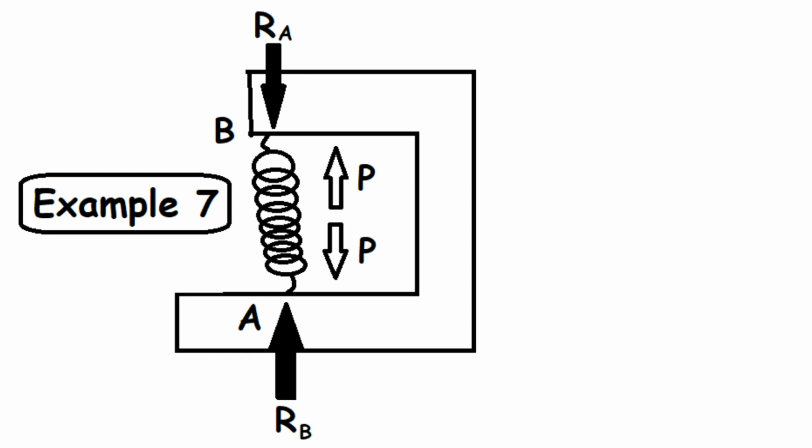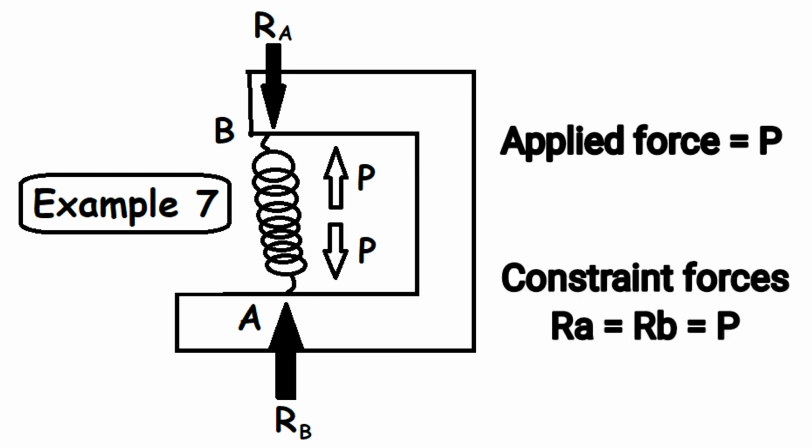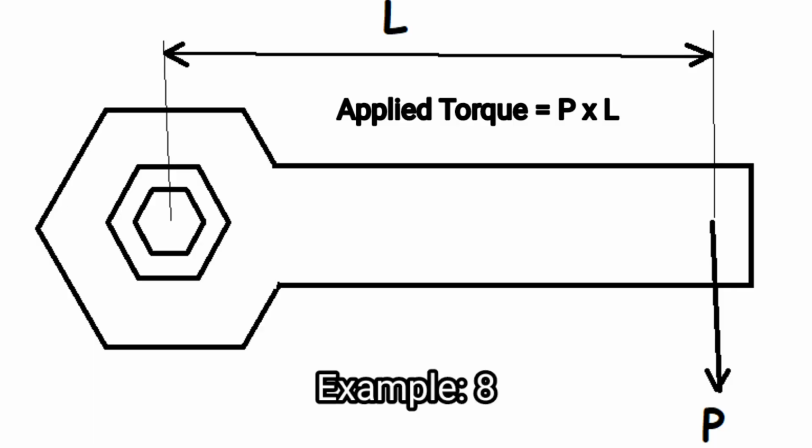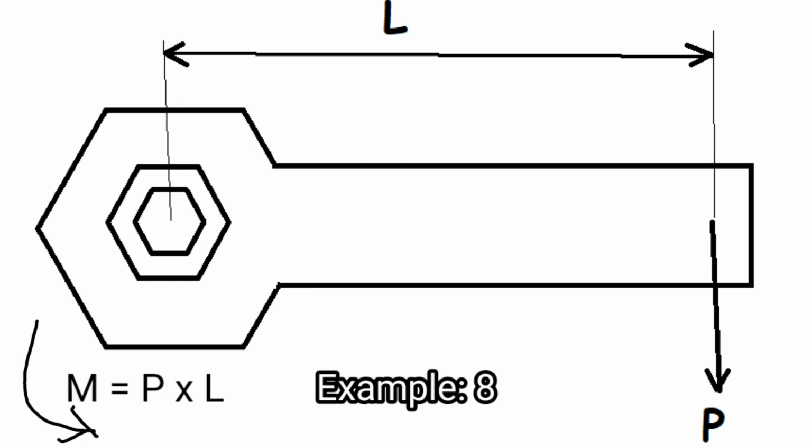In this example, the applied force is P, which is spring force K into delta, where K is stiffness of the spring and delta is the deflection of the spring, and constraint forces are Ra and Rb. In this example, the applied torque is the tightening torque P into L in clockwise direction, and the constraint moment is M, which is equal to P into L in opposite direction.